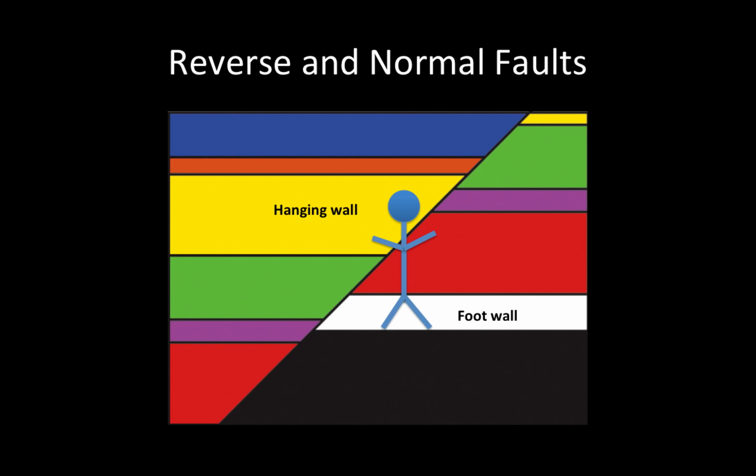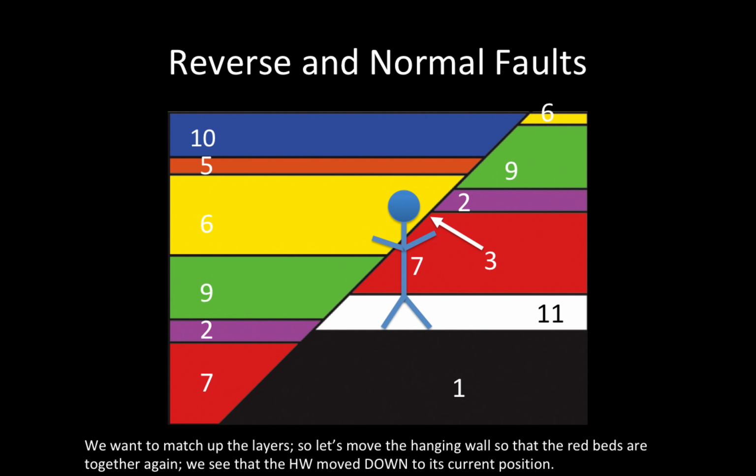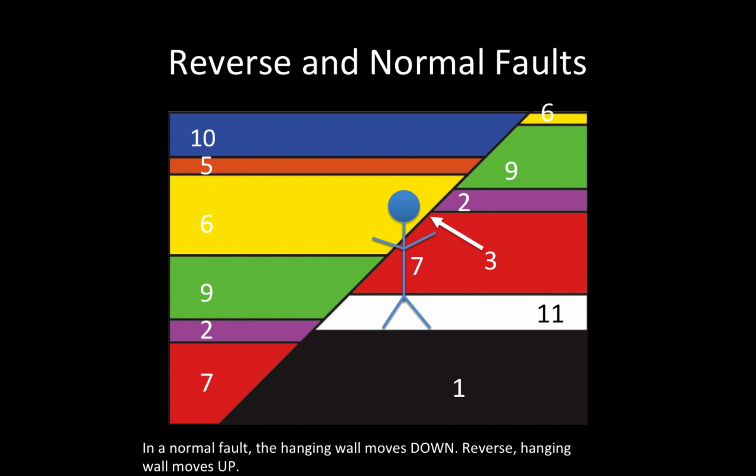Okay? So now this is just a refresher. You already know this, but we have our hanging wall and our foot wall. And you can draw a little person to figure it out. The head will fall into the hanging wall. The feet will fall into the foot wall. All right, so what type of fault is this? If you're thinking it is a normal fault because the hanging wall has moved down, you would be correct. All right. So there you go. I gave you guys the answer here. You can see that the hanging wall moved down to the current position. All right. There is just a normal fault, hanging wall moves down, reverse, hanging wall moves up.